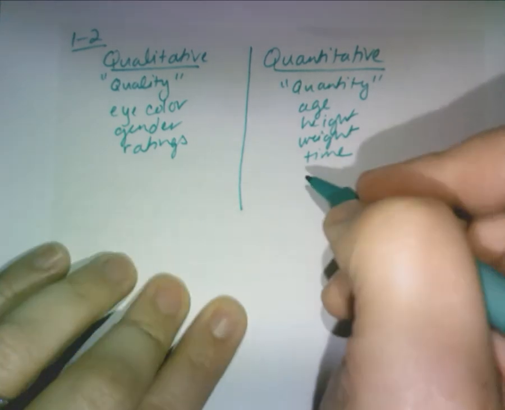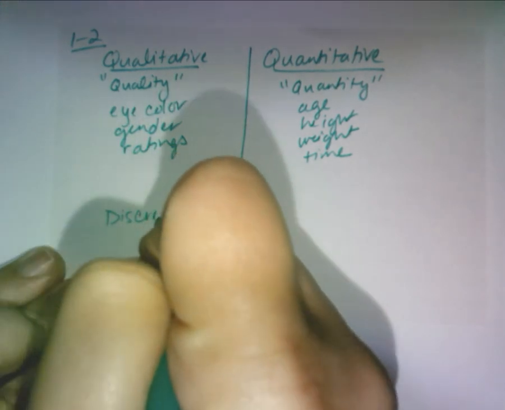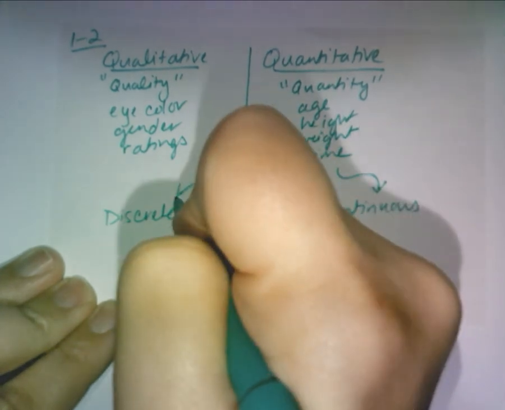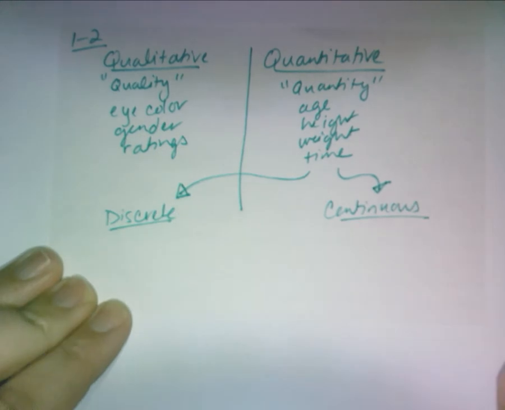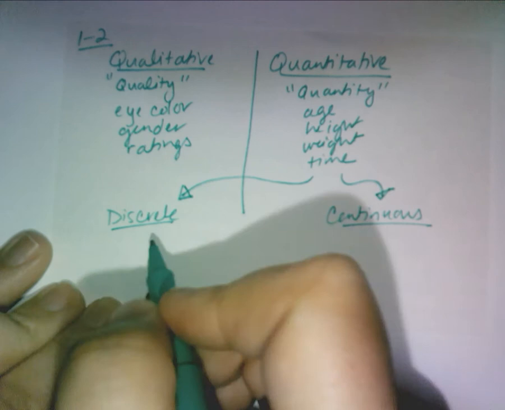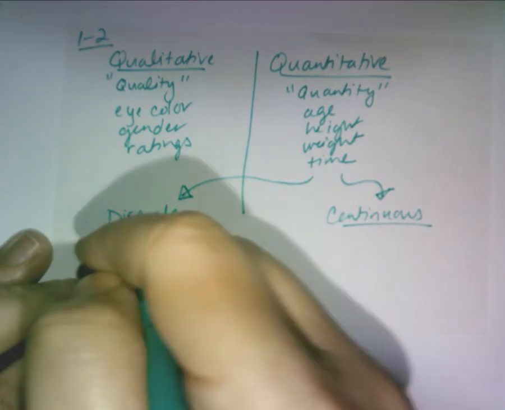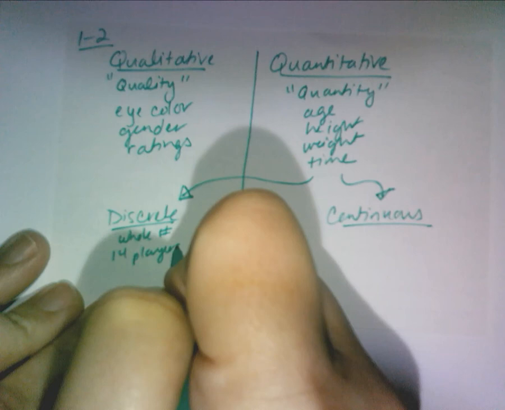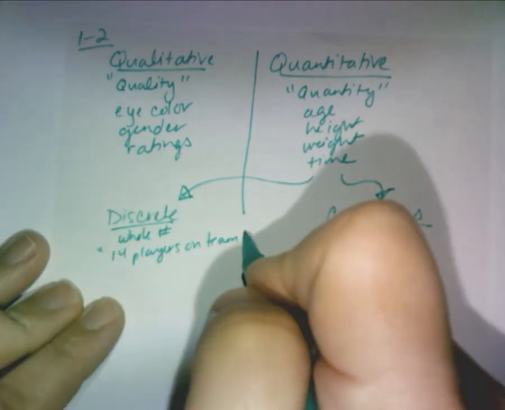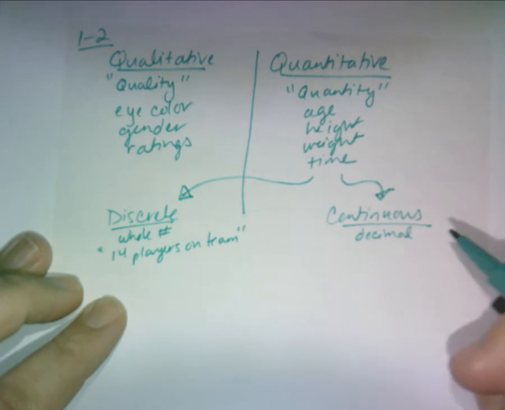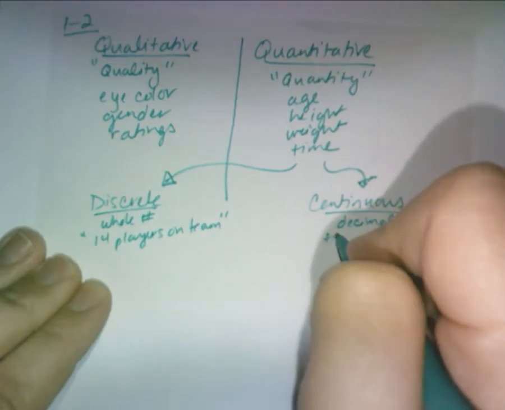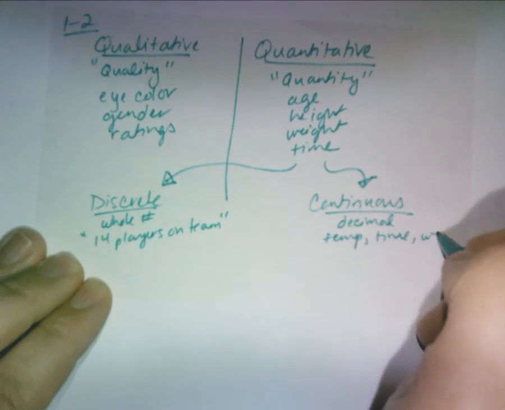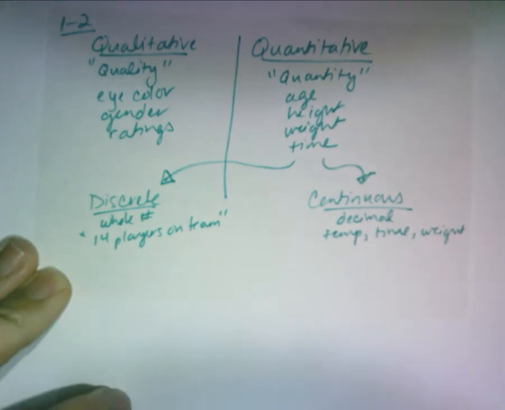From quantitative, we can break that down into discrete and continuous. And what's the difference between discrete and continuous? Well, discrete is, I have left myself no room. I almost need to give myself more room. This is pathetic. Discrete is a whole number, like 14 players on a team, something like that. Whereas continuous is a decimal, or can be a decimal, like temperature, time, weight, whatever. All those measurements, continuous. Anything that is measurement. Okay.